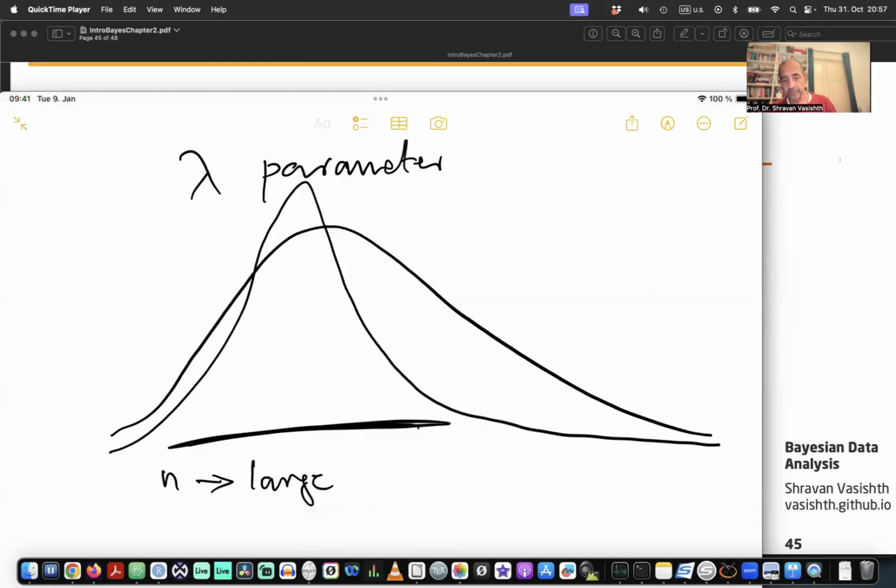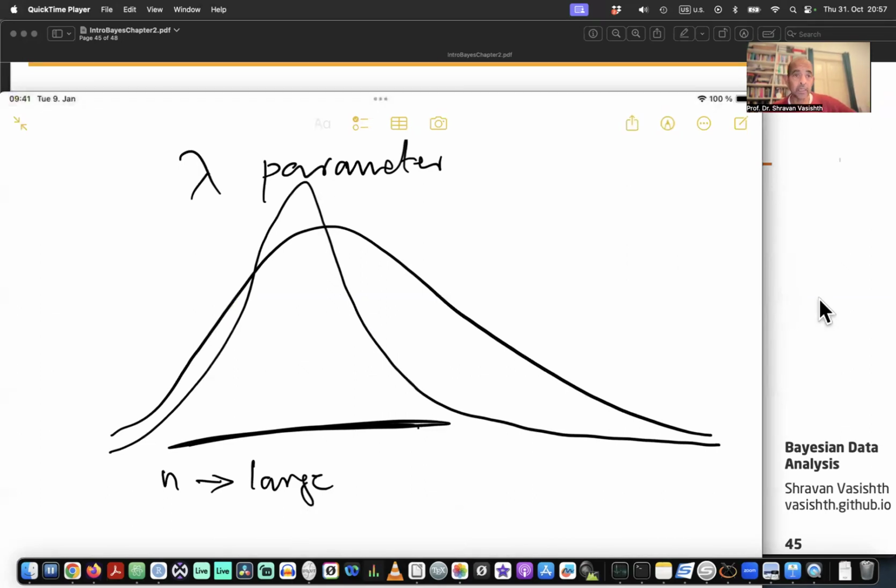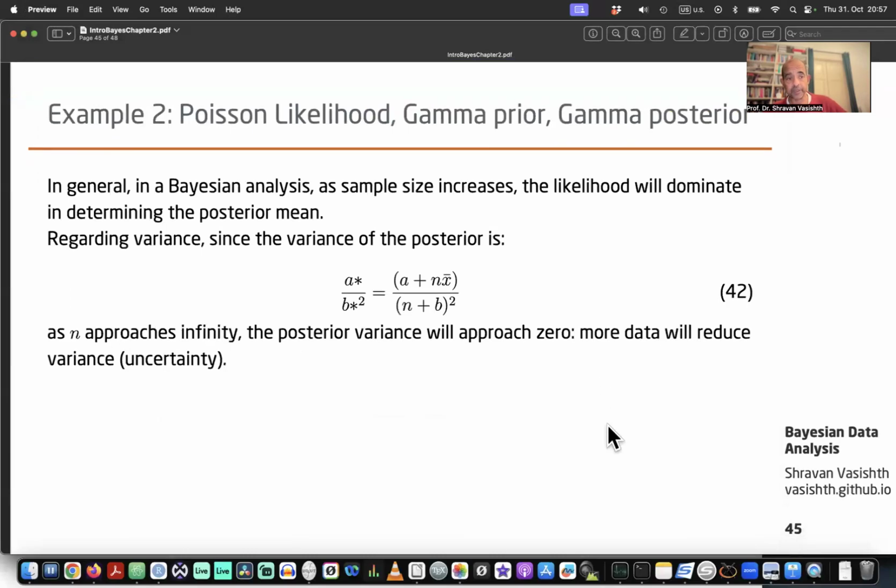So the amount of data that you bring into the analysis is going to have a major impact, in general, not just in the Poisson gamma case. In general, it will have an impact on how much uncertainty you have about the parameter of interest. That will become very important later.